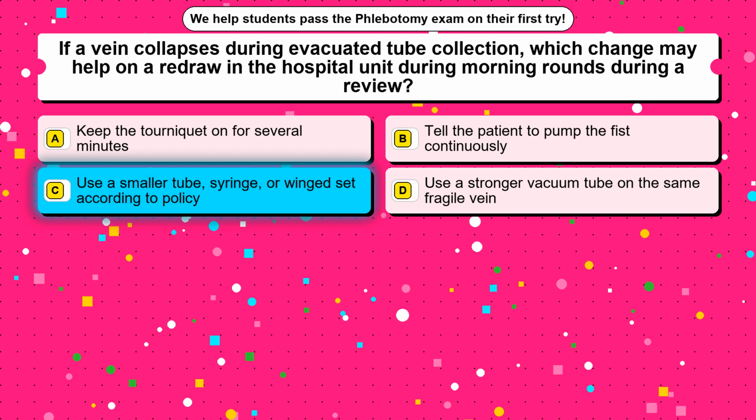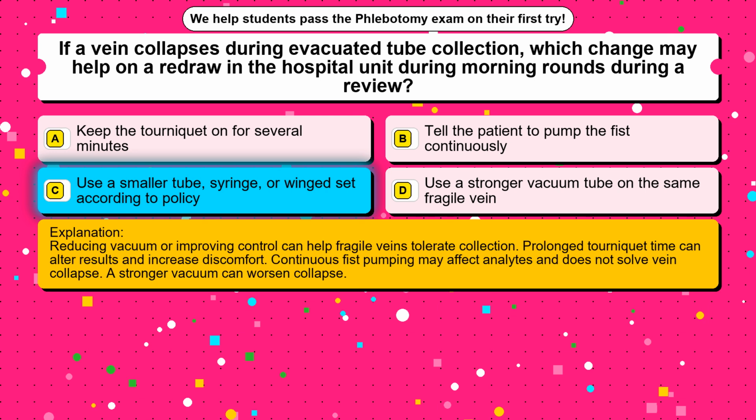The correct answer is option C. Use a smaller tube, syringe, or winged set according to policy. Reducing vacuum or improving control can help fragile veins tolerate collection. Prolonged tourniquet time can alter results and increase discomfort. Continuous fist pumping may affect analytes and does not solve vein collapse. A stronger vacuum can worsen collapse.